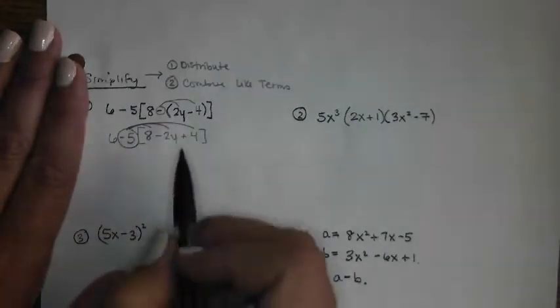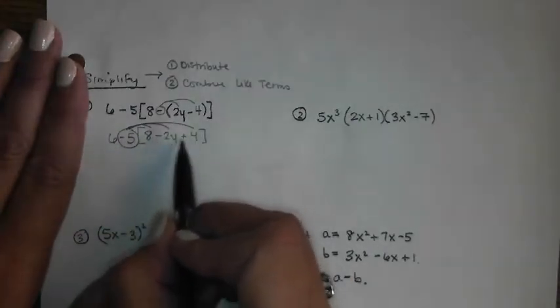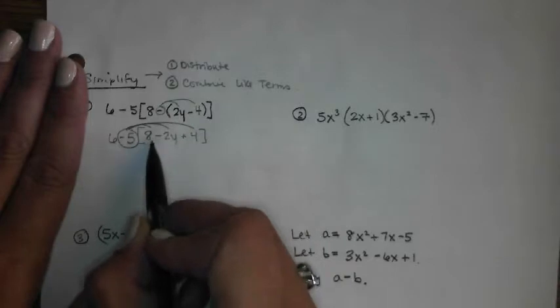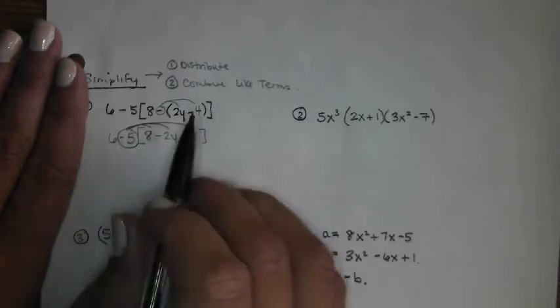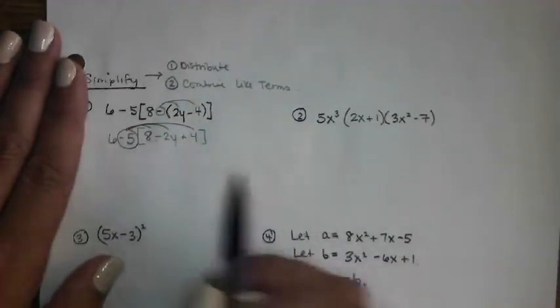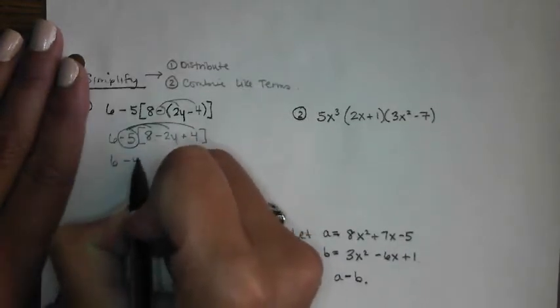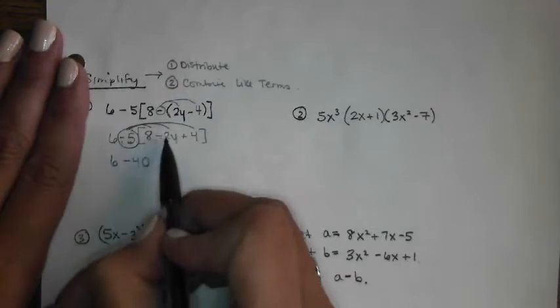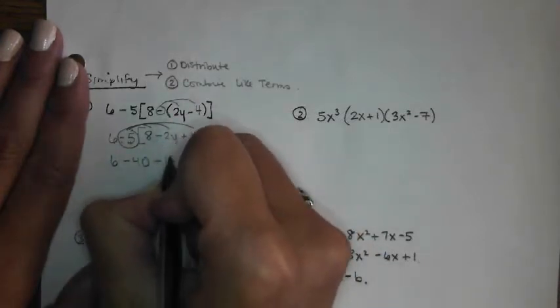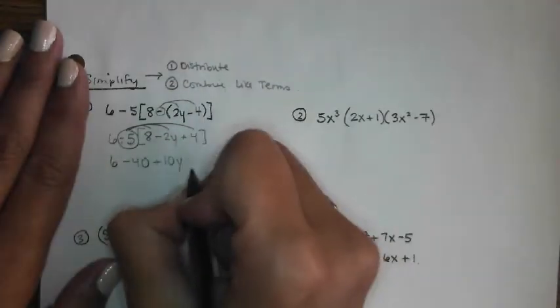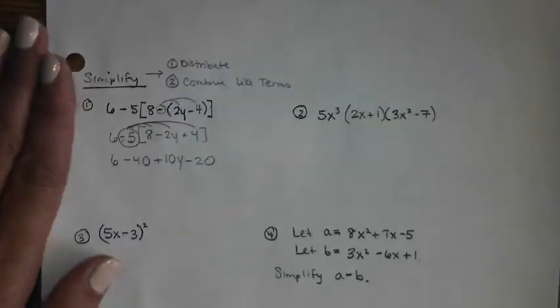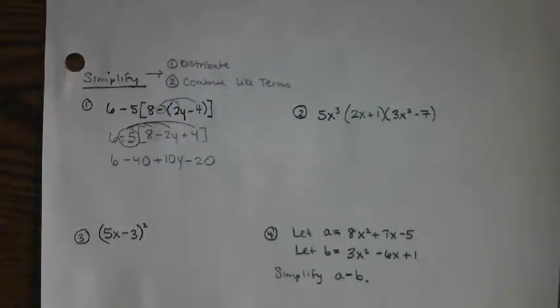For the record, you could have combined like terms within that first. If you chose to add the 8 plus 4 and get that cleaned up first, you could have. I'm going to save it all to the end. So negative 5 times 8 is negative 40. Negative 5 times negative 2y is plus 10y, and negative 5 times 4 is negative 20. So I've distributed. I actually had to do it twice because there were 2 levels of it.